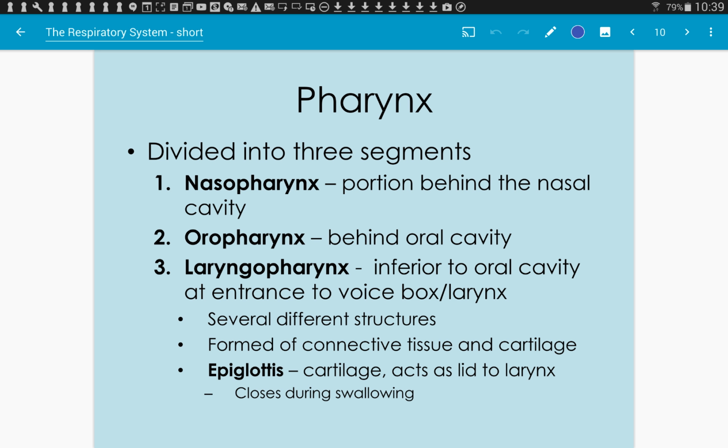So right behind the nose. Just like it sounds. So naso. Okay, second, oropharynx. Where are we going to find that? What does oro mean?